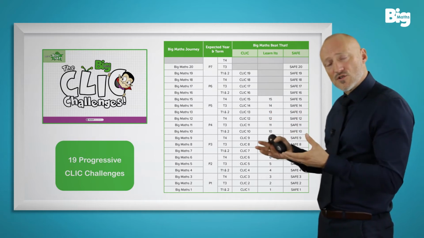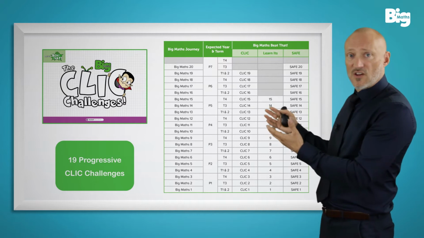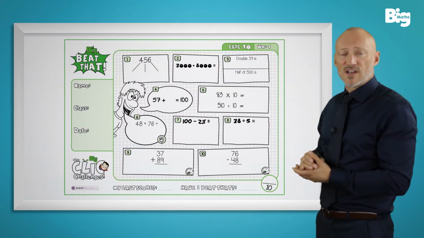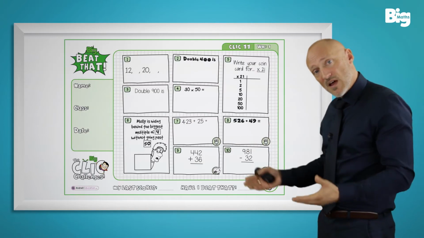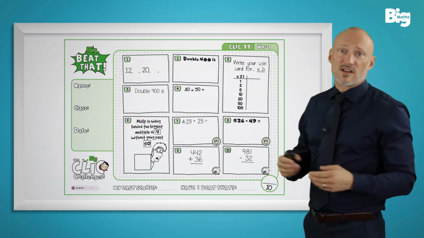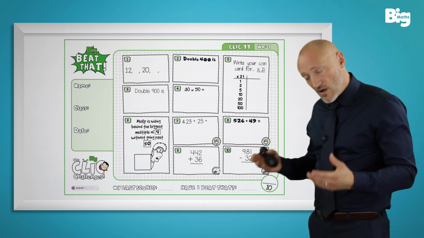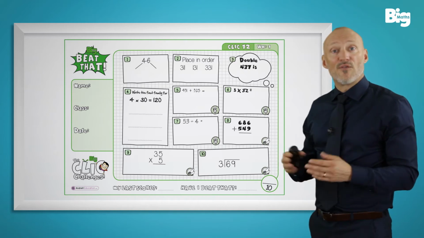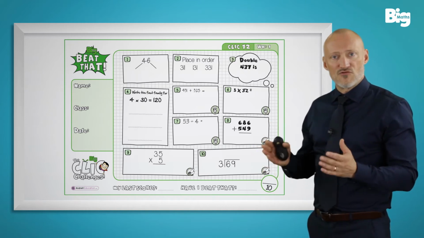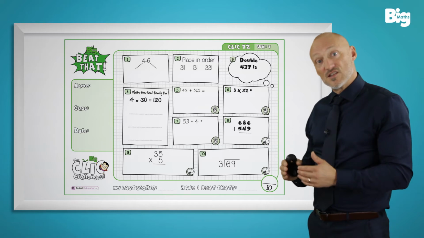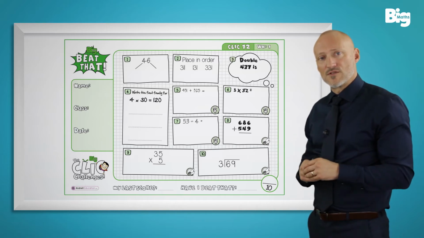So I can start off with a nice easy one, might give the child CLIC 10 and they may get 10 out of 10 straight away. So immediately I'd say to them, have a go at CLIC 11. They may also get 10 out of 10 straight away, and I might say, oh, have a go at CLIC 12. Now if they get 5 out of 10, I would stop and I want to record that. This child is on CLIC 12 and they're getting 5 out of 10.